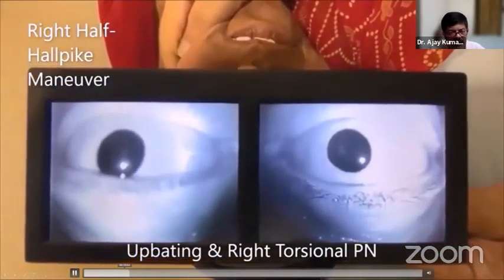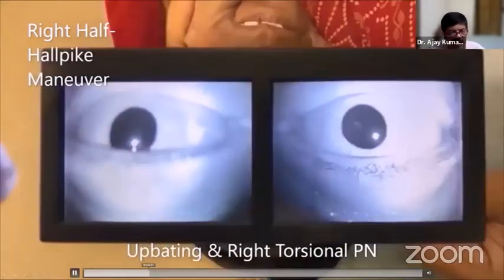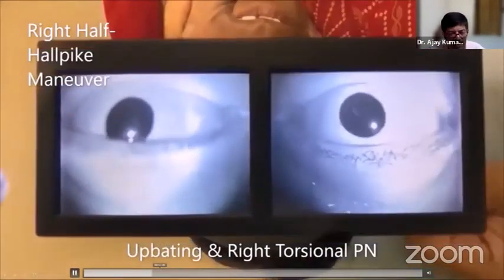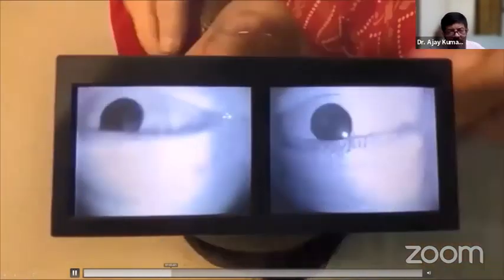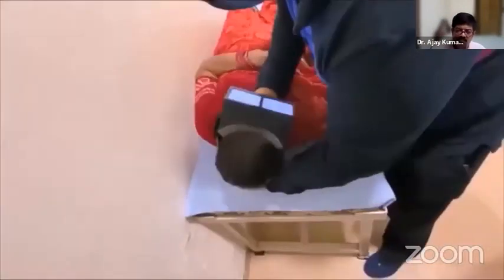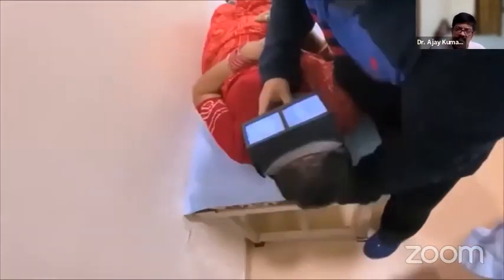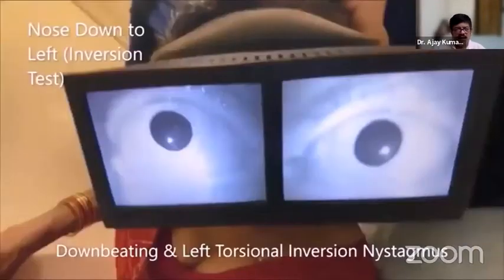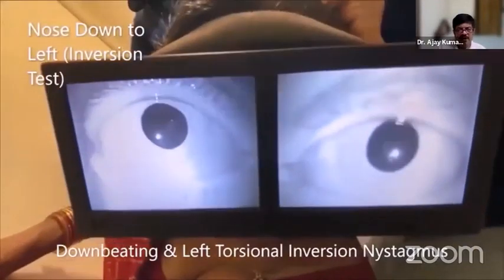Robust nystagmus, right torsional upbeating. Lasted for more than a minute. I am making it fast forward. And then I did an inversion test, that is, the nose down to the left. The nystagmus reverses polarity, it becomes downbeating and left torsional.